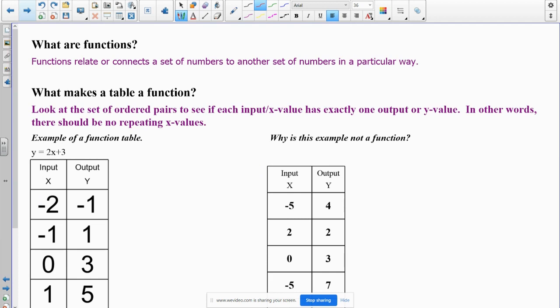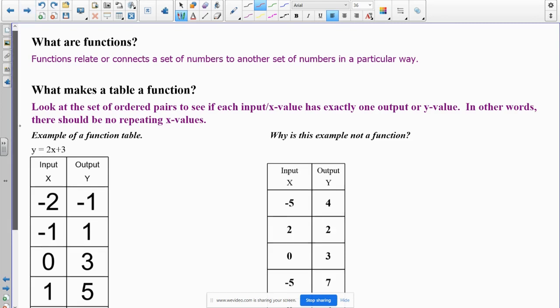So the first question you should have is, what is a function? Functions relate or connect a set of numbers to another set of numbers in a particular way. So in a table setting, if you look at the x or the input values and you look at the output values, is there some type of connection or relationship between those? Or we could look at a graph. Is the x coordinate somehow related to the y coordinate?